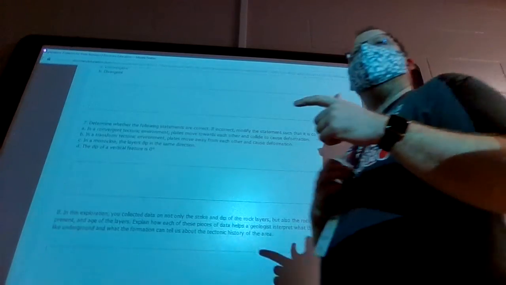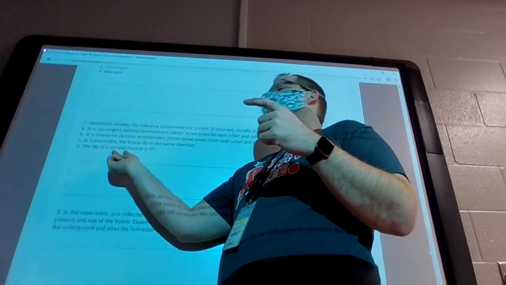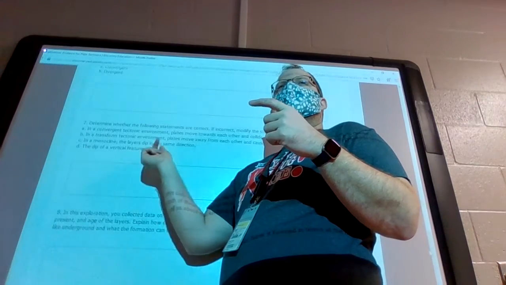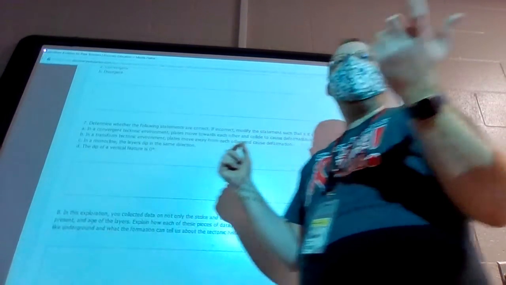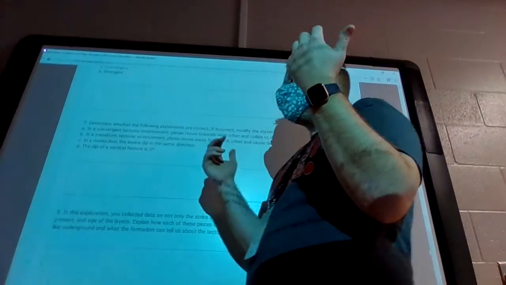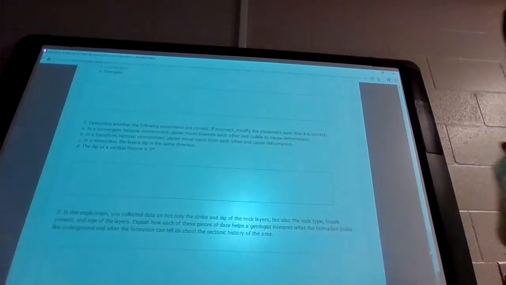Although I guess technically you could say the dip of a horizontal feature is 0, and the dip of a vertical feature is 90. You can change it to horizontal, or you can change the number to 90. Both of those technically would be true. So you got to think about it both ways. Gotta open your mind, expand your horizons.